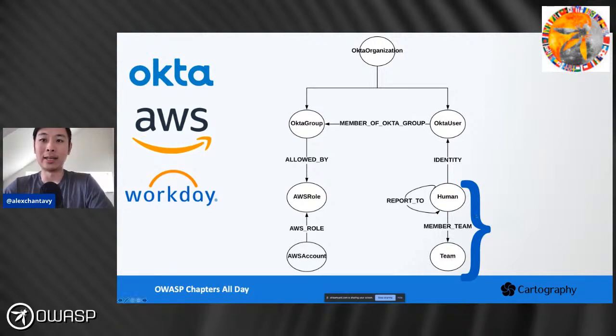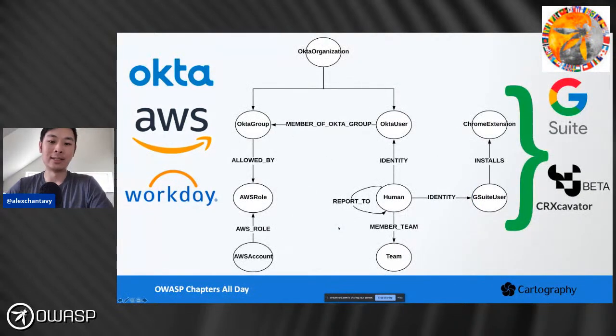And so we can get this picture of a human who is a member of a team and can get to AWS assets. Similar idea here. A human has multiple identities, is part of a team, can be a G Suite user, and get to things like Google Docs. And we can also get a view on what Chrome extensions they have installed on their laptop, because Chrome extensions, this is a whole other side topic, can present a whole different kind of risk vector to your organization, depending on which ones are installed on your employee laptops.